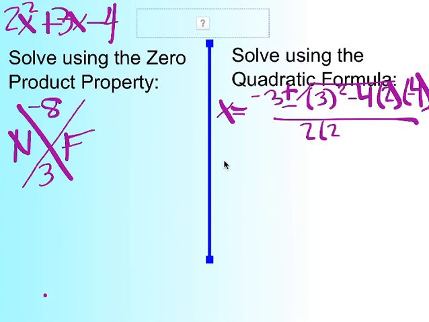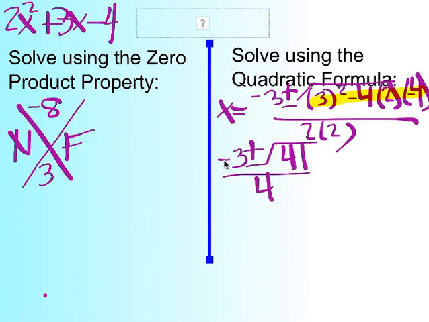So again, I always like to multiply out what's underneath the radical first. I like to take care of that first. So negative 3 plus or minus the square root. So then in my calculator, I'm going to do 3 squared minus 4 times 2 times negative 4. Well, that's going to end up giving me 41 over 4.